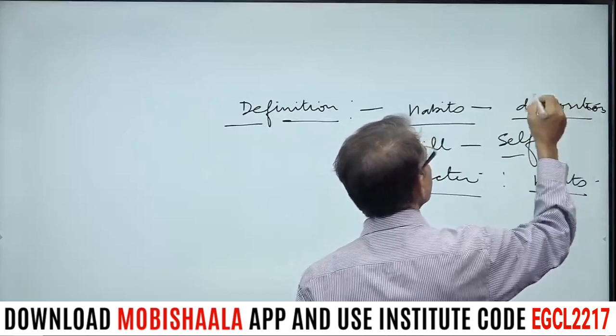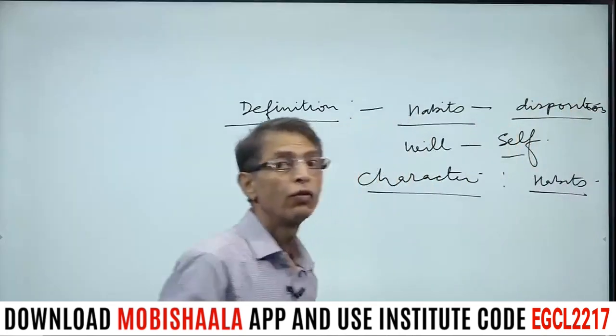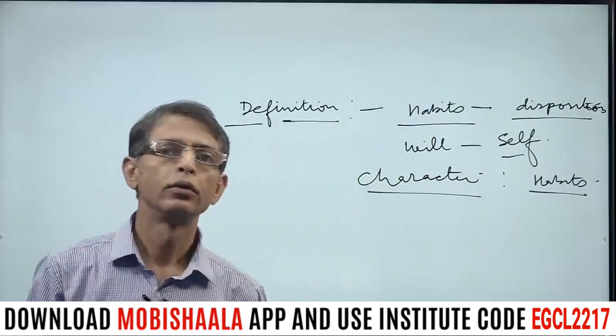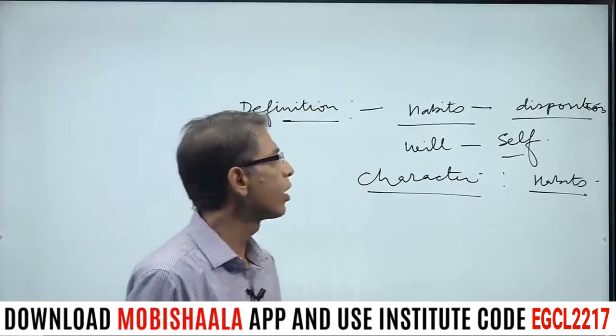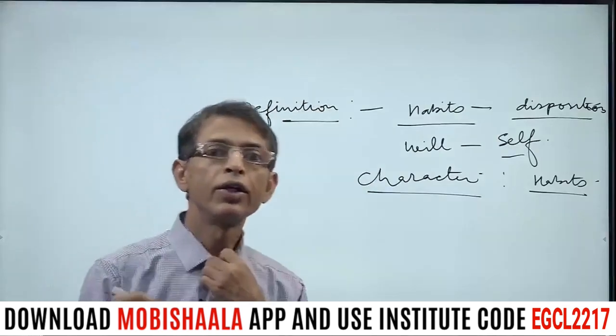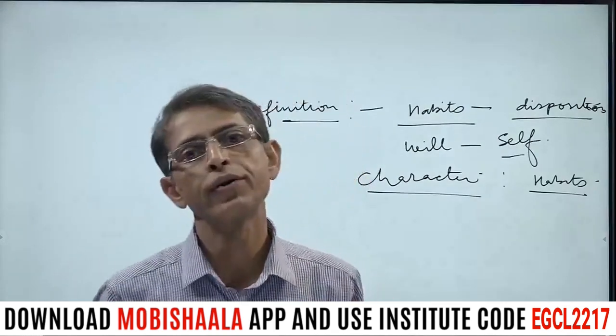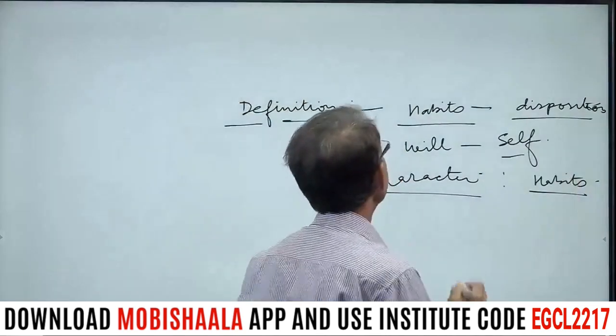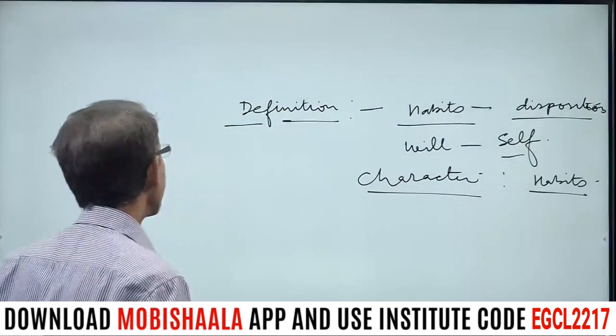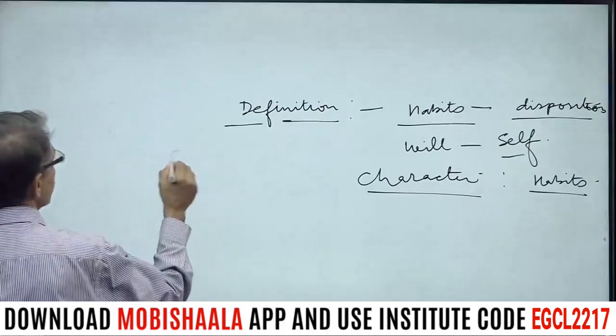Settled dispositions of will, and the character is a settled habit of willing, a settled disposition of habits. So the term habit is used over here. Now you can see the difference between them, and now what is conduct? Just try to understand conduct.